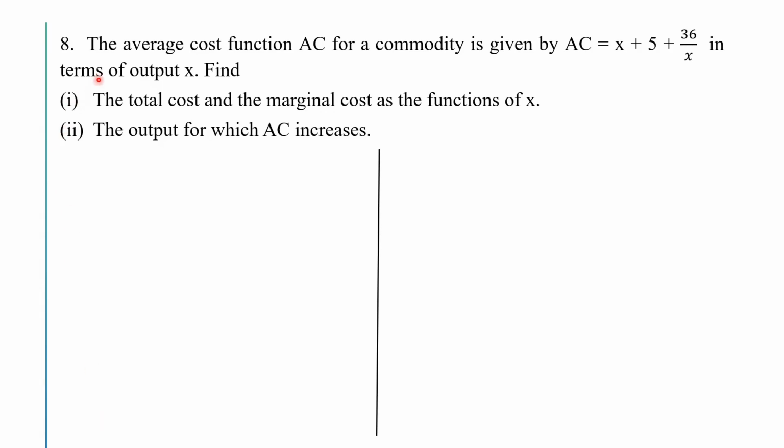Next question, the average cost function AC for a commodity is given by AC is equal to x plus 5 plus 36 by x in terms of total output x. Find the total cost and the marginal cost as the function of x. The output for which average cost increases. So first we have to find the total cost and the marginal cost, and then we have to find the output for which average cost increases.